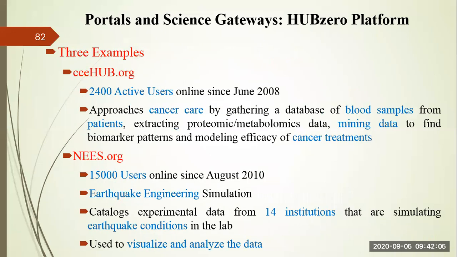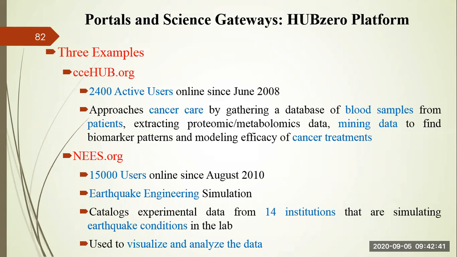The second one is called ccehub.org. It is available from June 2008, where 2,400 active users are online. It is dealing with cancer care. So the cancer patients' data, such as blood samples, or you can extract the proteomic or metabolic data, and you can mine the data. You can process this data to find some patterns, or you can model something in order to suggest some kind of cancer treatments that can be done by this particular ccehub.org platform.